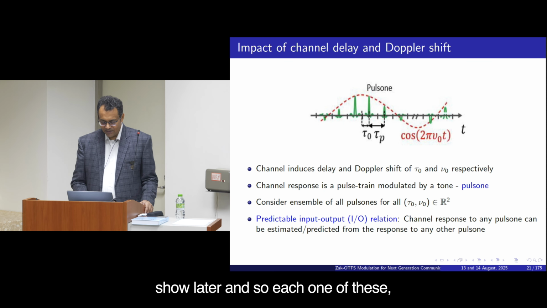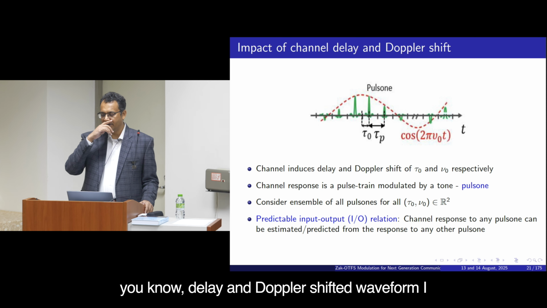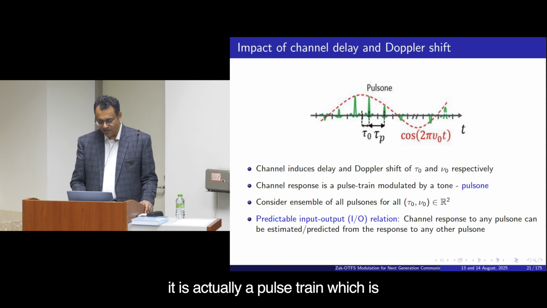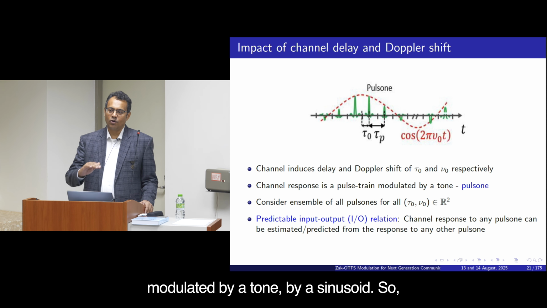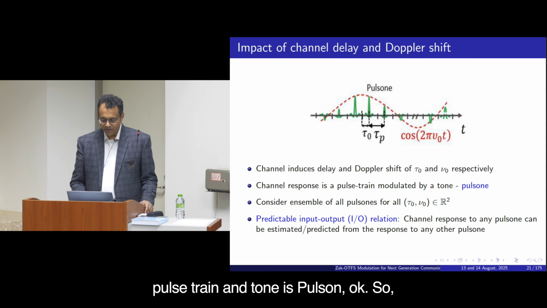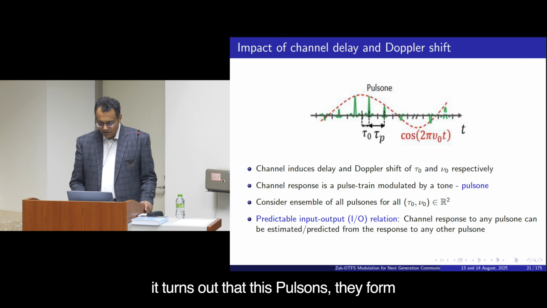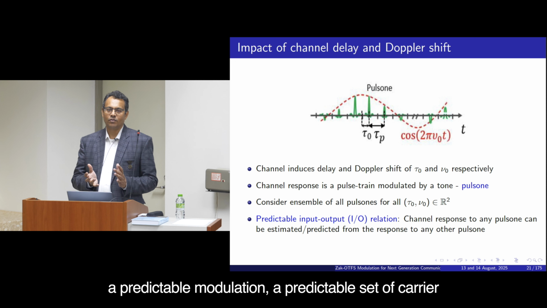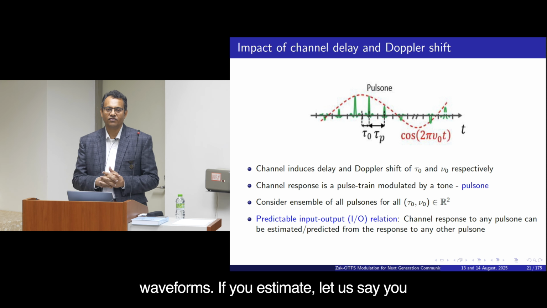And I'll show later, each one of these delay and Doppler shifted waveforms, I'm calling a pulse-on. Pulse-on because it's actually a pulse train which is modulated by a tone, by a sinusoid. So pulse train and tone is pulse-on. It turns out that these pulse-ons form a predictable modulation, a predictable set of carrier waveforms.